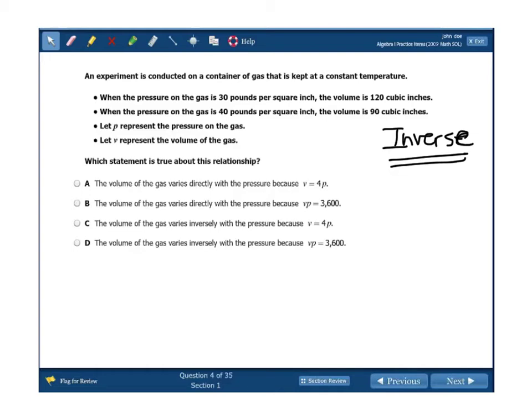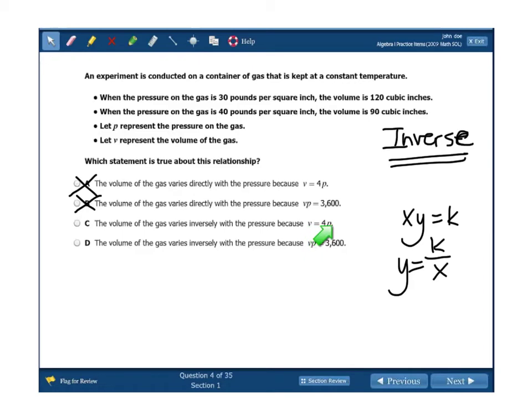Take a look at your answer choices. A tells you that it's a direct variation, varies directly. B varies directly. I know it can't be A or B. Now I've got to figure out which one of these equations matches this situation. Now if I remember that xy equals k, or y equals k over x, which is the relationship we deal with in an inverse variation, I should be able to recognize that the correct equation is the one that fits this format.